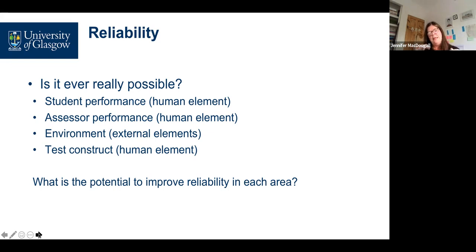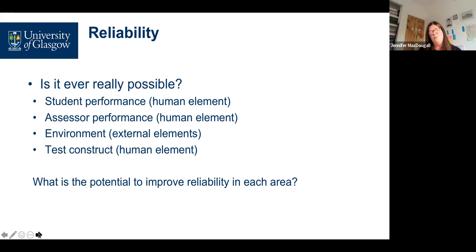And you tend to get this imbalance: the more you make something valid, the less reliable it becomes. Because the more you make something valid, the more it is about the human being performing something, and the more it's about the assessor using professional judgment. So there's a greater human element involved, and then reliability would fall. Yeah.